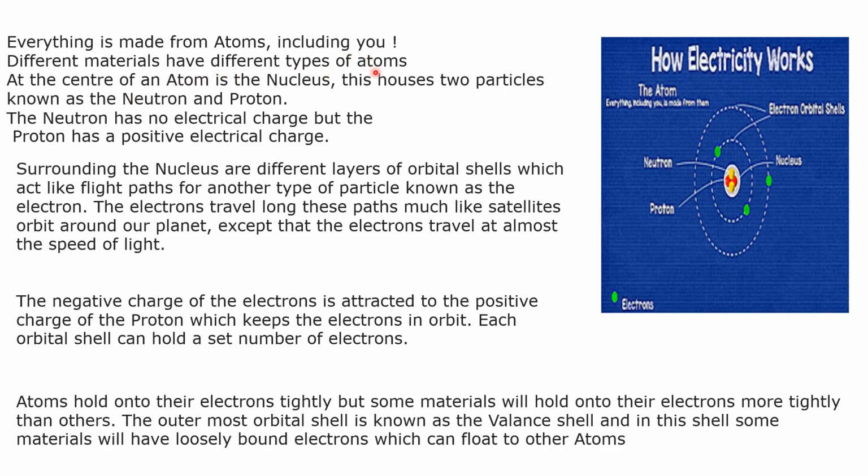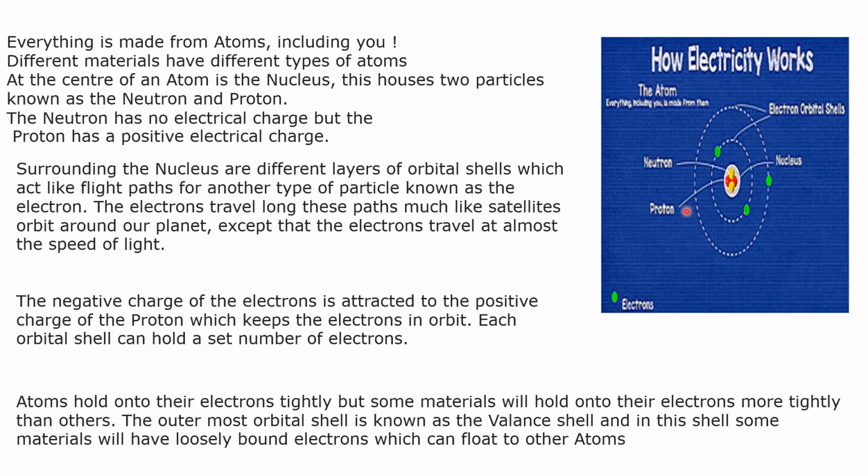To see the atomic structure, let's observe the figure beside. In this structure, at the center of the atom, at the core of the atom, is the nucleus. This houses two particles. Neutrons do not have any charge, or we can say they have no electrical charge. The other subatomic particle in the nucleus is the proton. The proton has a positive electrical charge.